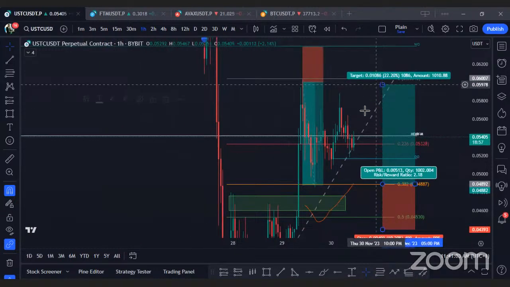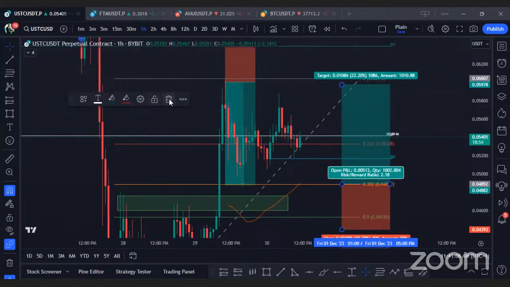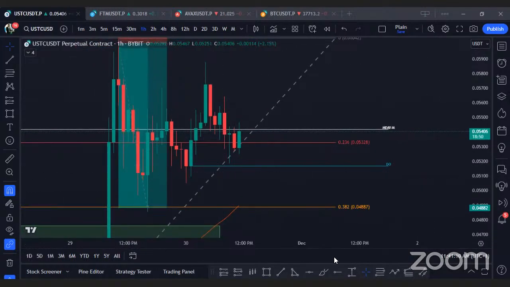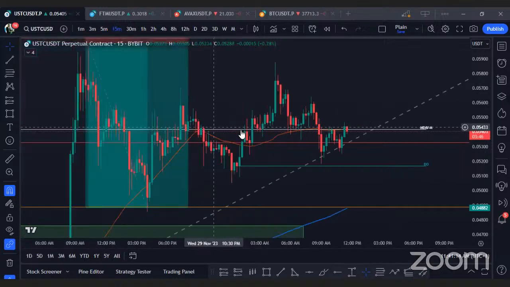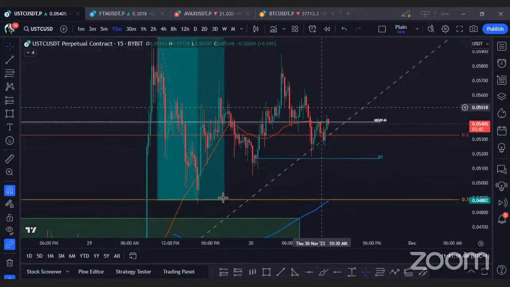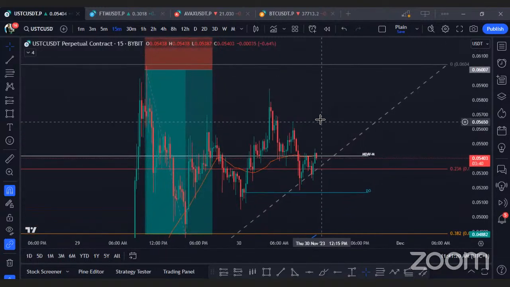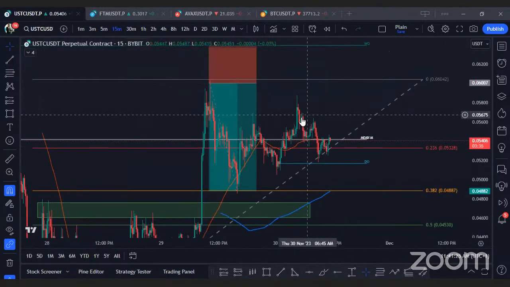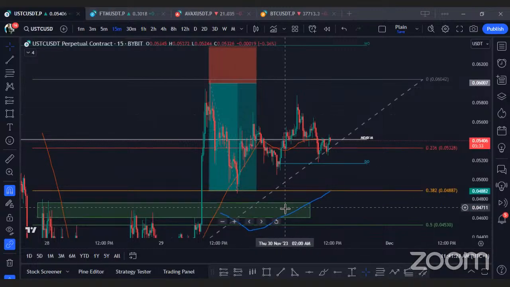If you are not in this trade already, then pay attention to what is happening right here. Let me see, 15 minutes. Yeah, that 382 would be good for me to continue to take a trade to the upside.